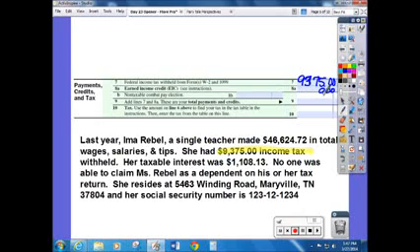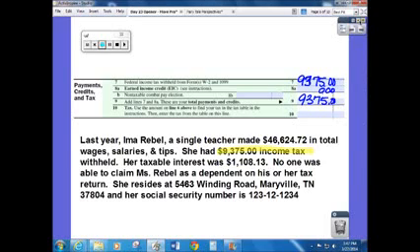And line 9, add lines 7 and 8A. That's your total payments and credits. $9,375. Okay, line 10 is where it gets fun. It says tax. Use the amount on line 6 above to find your tax in the tax table in the instructions. Then enter the tax from the table on this line.